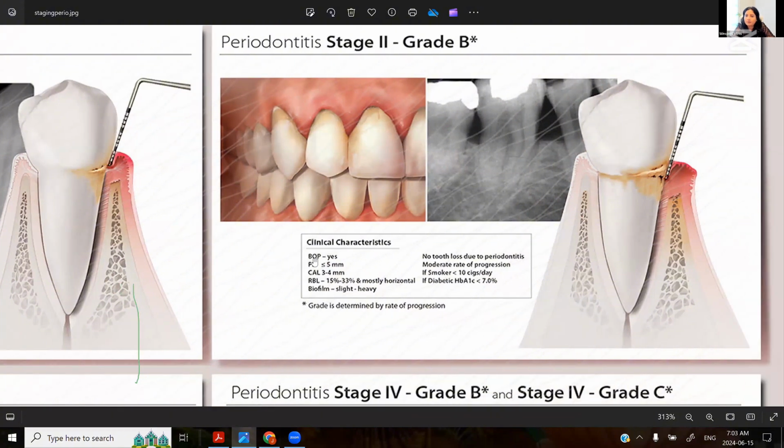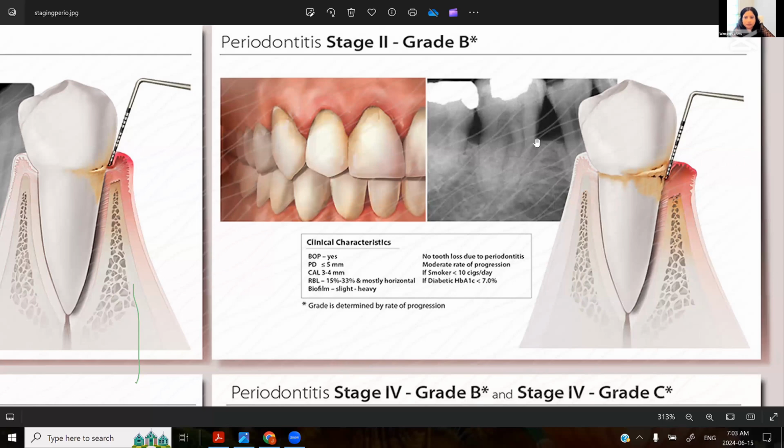Stage 2 would be probing depths would increase slightly. It would go 5 or more. So start from 3.5 or more in your first stage. Then 5 or more probing depth and 4 mm attachment loss is your stage 2. And no other complexity factor should be present, like there should be no tooth loss. Is that true?